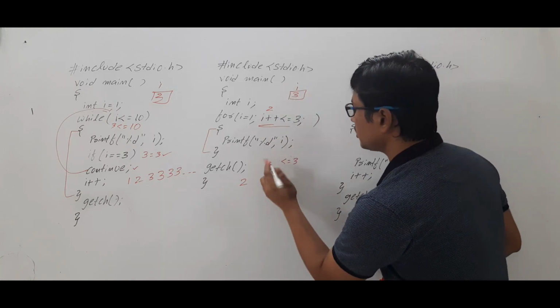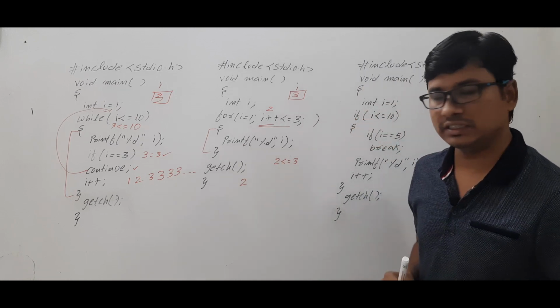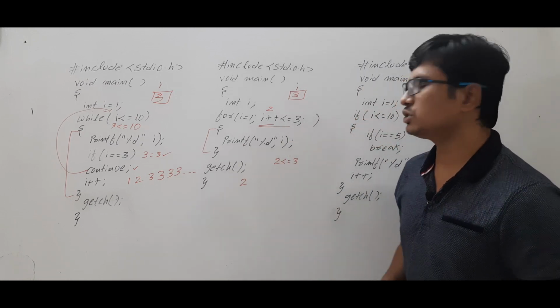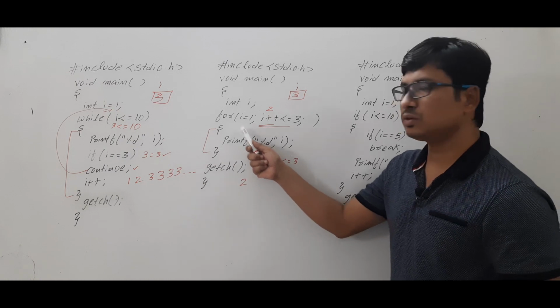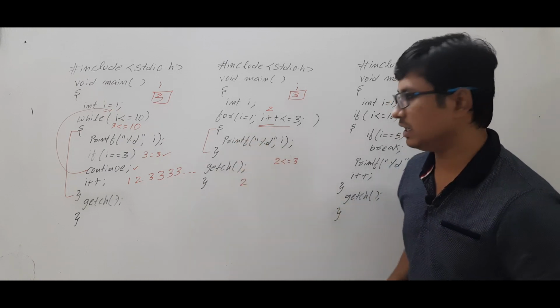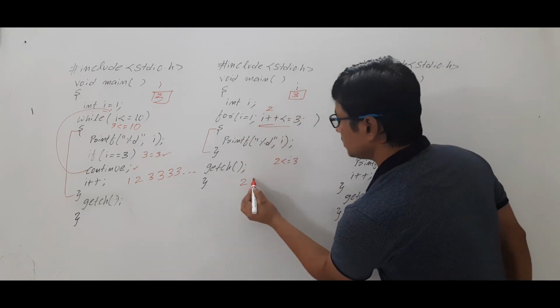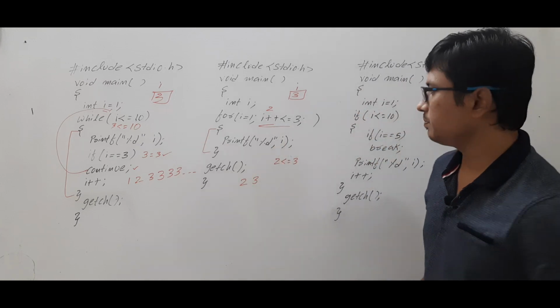2 is less than or equal to 3 or not, they are checking. 2 is less than 3, condition is true. So if this condition is true, you need to print the I value. What is the I value currently? 3. Okay, is it clear?